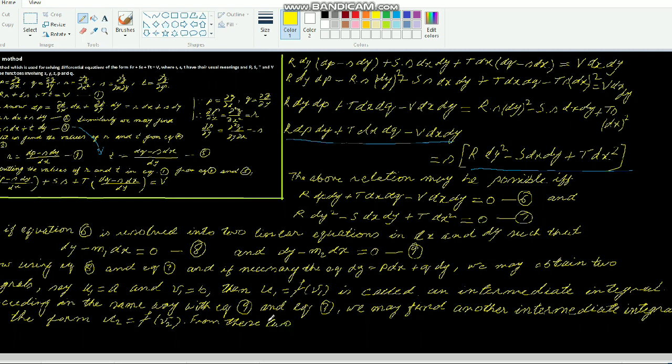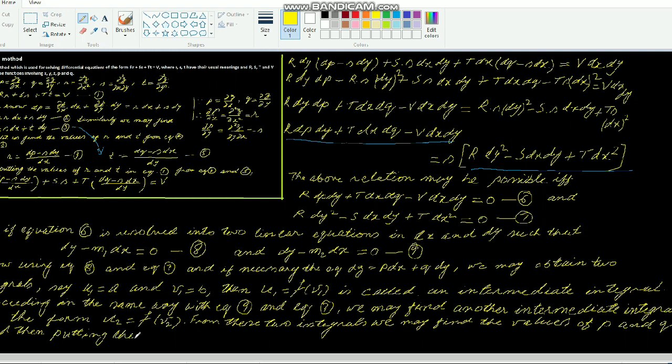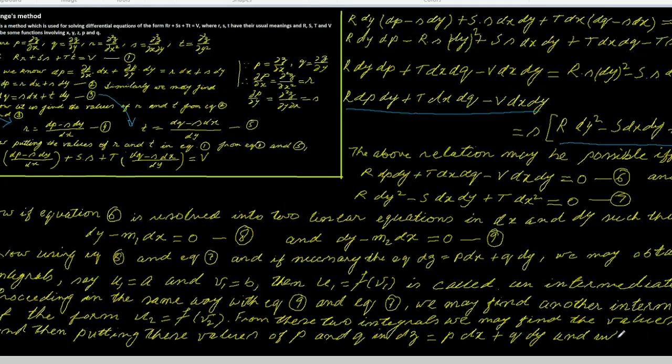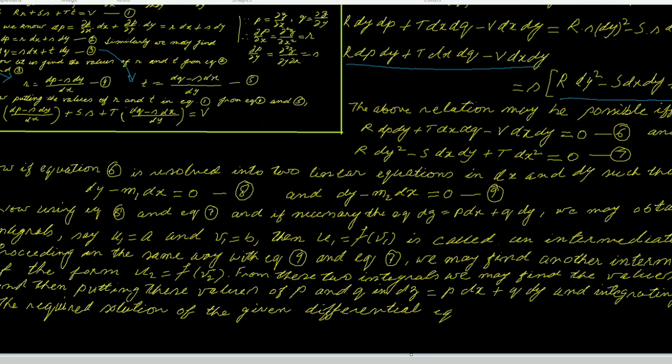From these two integrals, we may find the values of p and q, and then putting these values of p and q in the equation dz is equal to P dx plus Q dy, and integrating, we get the required solution of the given partial differential equation. In order to clarify the concept here, we would like to take an example.